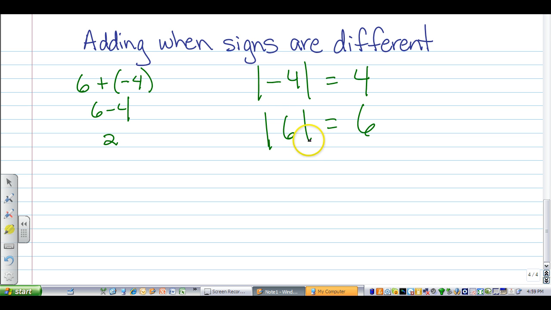So which one of these has a higher absolute value? Is it 6 or is it 4? Well, 6. 6 has a higher absolute value. Is 6 positive or negative? 6 is positive. So the answer is going to be positive. So the answer is +2. 6 plus a -4 is a +2. Let's do another one.